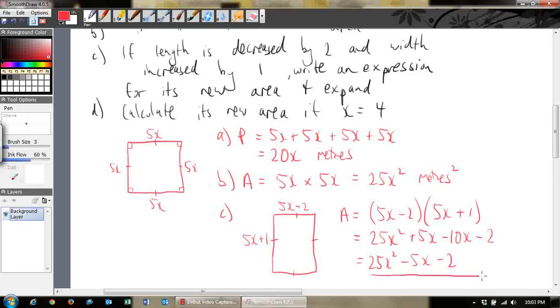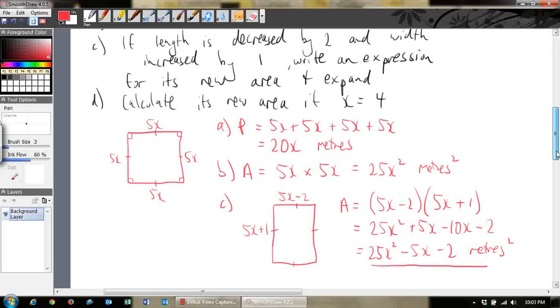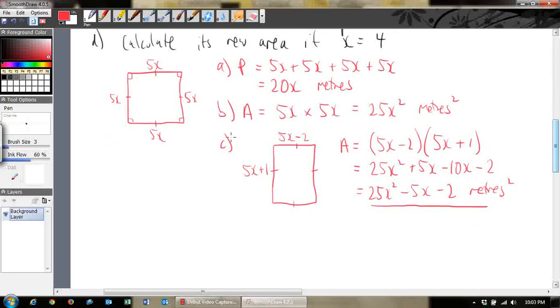So that's your answer. Have I answered it though? I haven't written down my units of measurement, so that should be meters squared. That's my answer. Always answer the question, always put units down. And finally, calculate its new area if x is equal to 4.